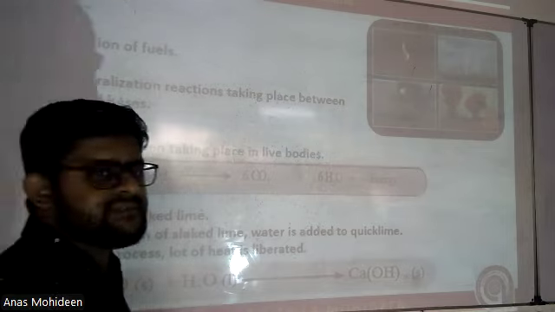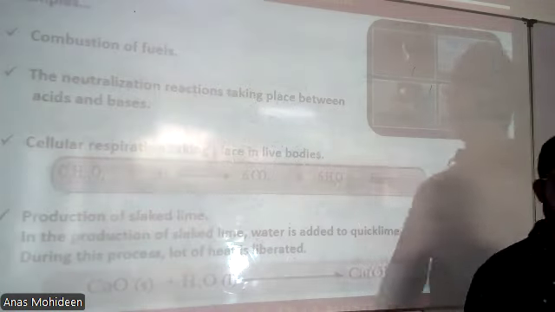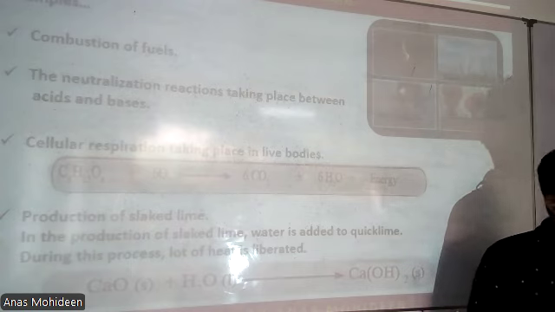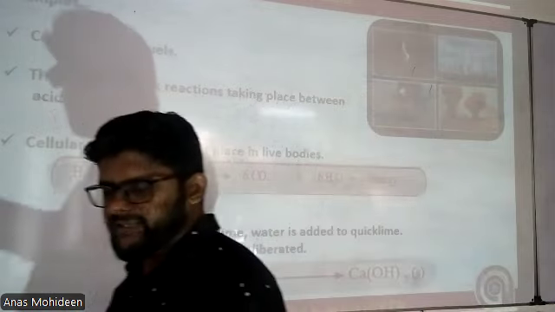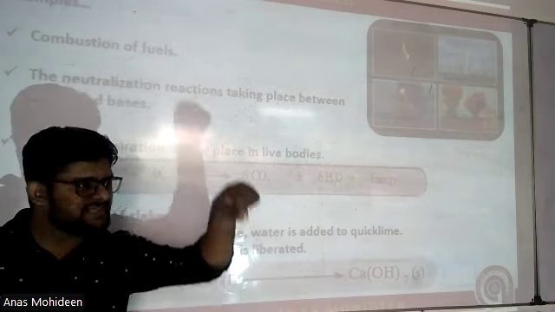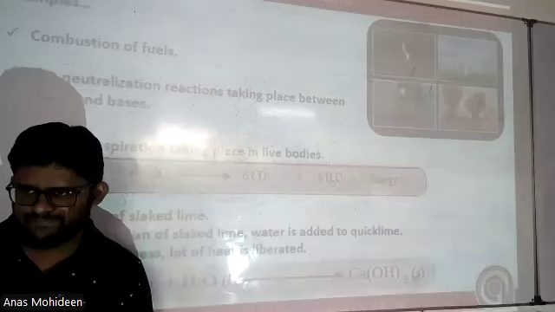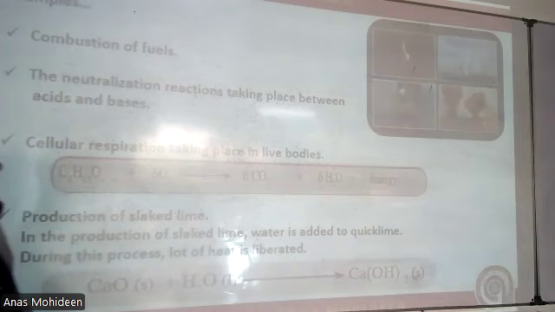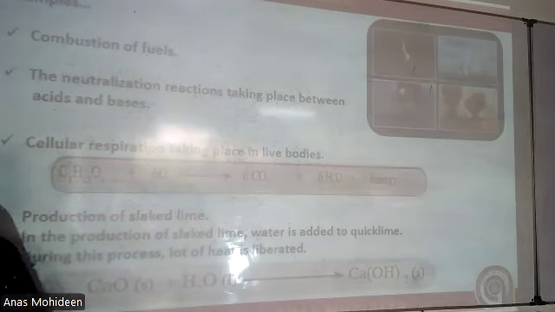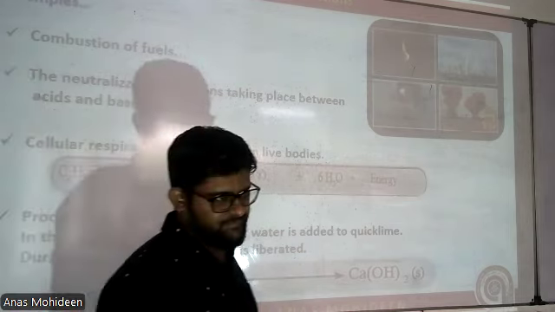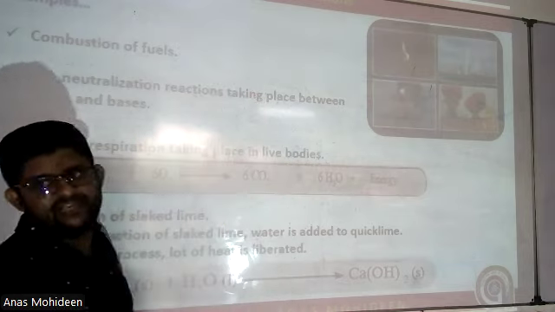What are the examples for this exothermic reaction? Combustion of fuel. Any fuel, like kerosene oil, petrol, diesel, or any sort of combusted fuel. When they are being burned, they release energy, and that is why the surroundings get heated. And then neutralization reactions. Tomorrow we'll be learning about these neutralization reactions, acid-base reactions. When acid-base reactions happen, they release heat. So releasing heat, exothermic.